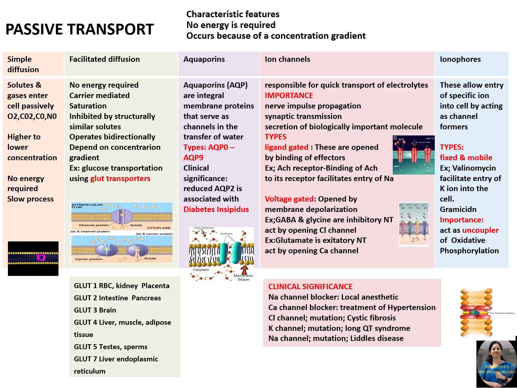A variety of clinical significance is associated with these ion channels. Local anesthetics block the sodium channel, decrease the entry of sodium, and decrease the action potential. That is how they block the pain impulse. Next, calcium channel blockers are used in the treatment of hypertension. These antihypertensive drugs decrease the calcium entry into the smooth muscle, bring about vasodilatation, decrease the peripheral vascular resistance, and that is how they decrease the blood pressure.